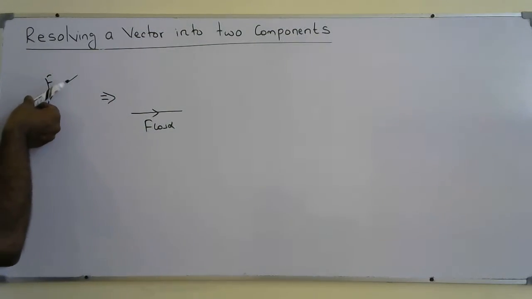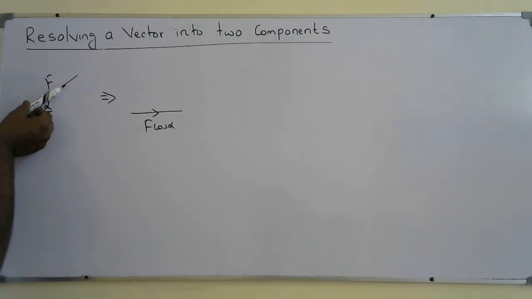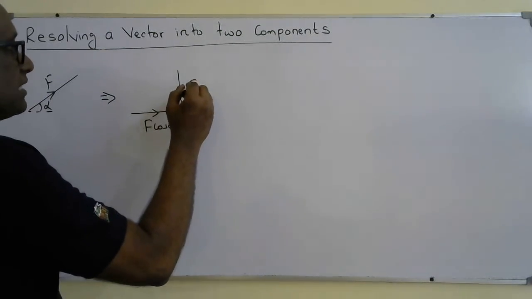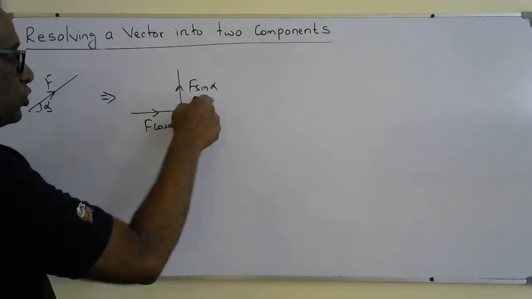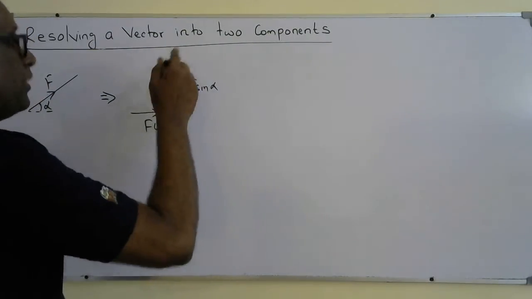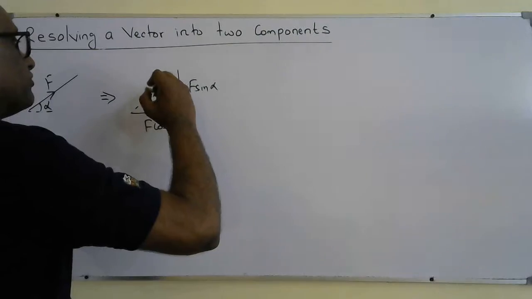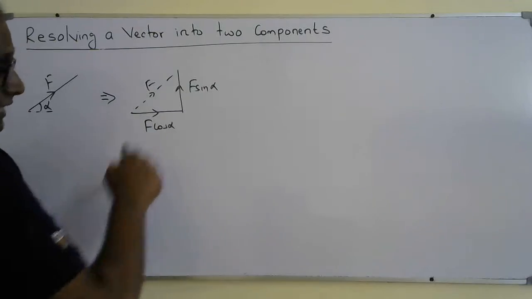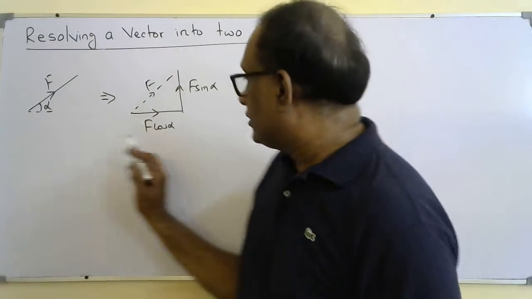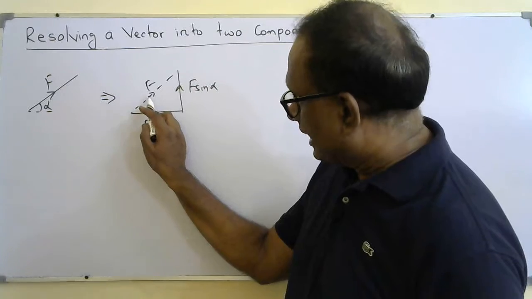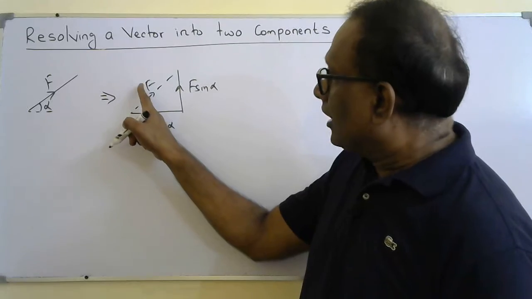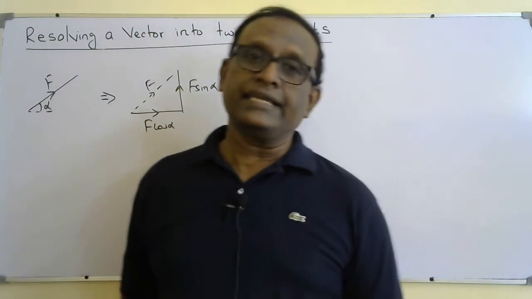Same way, keep the pen. To get the vertical component, I should move it away from the angle alpha. When I move it away, it points upward. So F sin alpha is the vertical component. With two vectors towards right and up, the resultant vector is F. Its components are these two. The resultant of F cos alpha and F sin alpha is F.